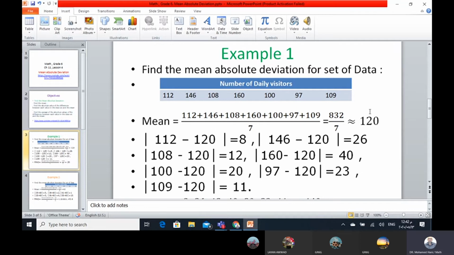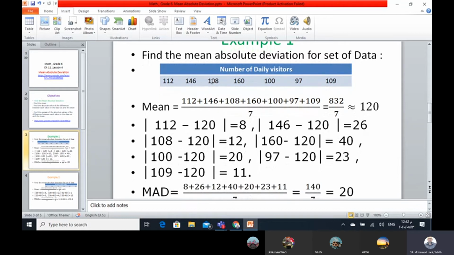The second step, take each value inside the data, inside the table here, then find the difference between this value and the mean, through the absolute value to keep the distance. So I can write here 112 minus 120 will be minus 8, through absolute value will be 8. Then I can write here 146 minus 120, through absolute value will be 26.